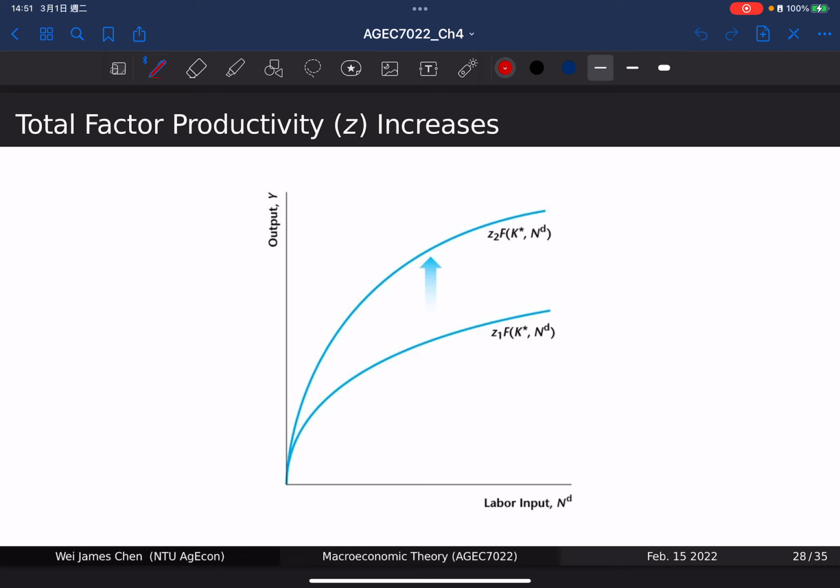And if you increase the Z in front of it from Z1 to Z2, then it shifts up, but it's not a parallel shift up because it has to pass the origin as well. It's not an axis move. It's a proportional increase, basically. So say that originally the production is 100. Okay, so the F function gives you 100 and the Z is 1, and Z now increased to 1.1. Then all your production is increased by 10%. No matter what your current output is, the total output is increased by 10%. So it's a proportional increase.